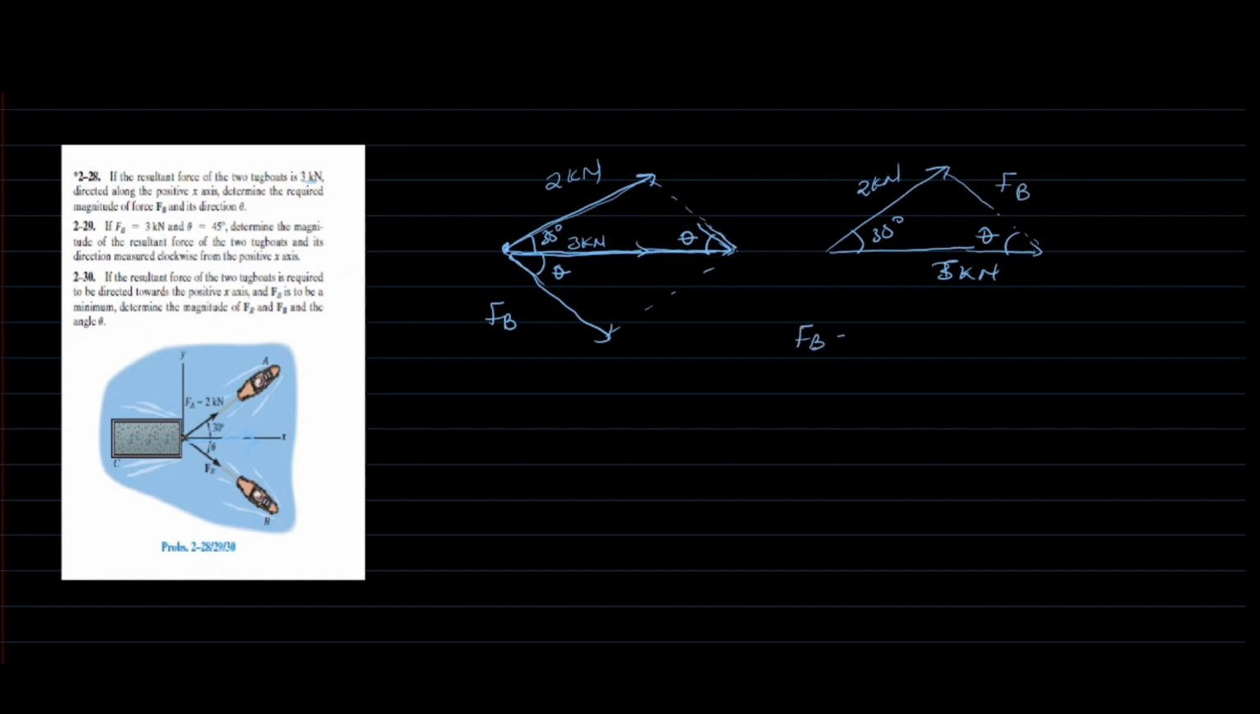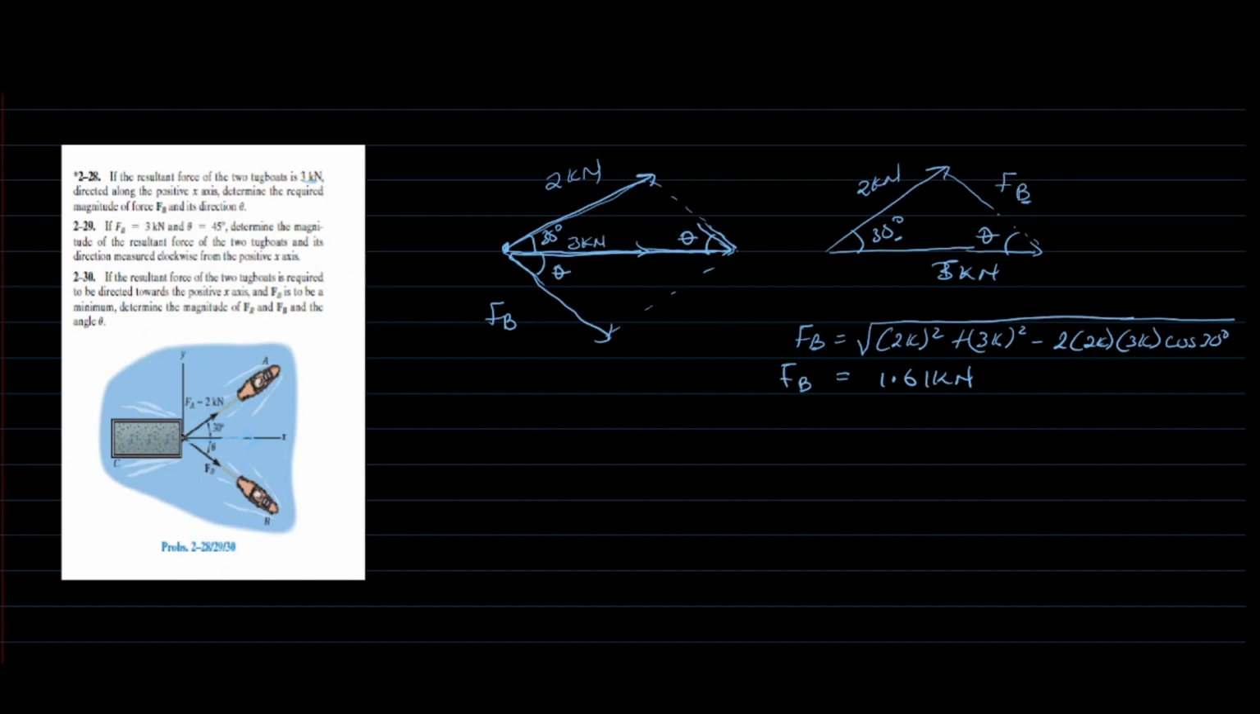FB is going to be equal to, I'm going to use the cos rule. Square the other sides: 2 kilo squared plus 3 kilo squared minus 2 times 2 kilo times 3 kilo times cos 30 degrees, because that's the angle directly opposite to FB. Calculate this and you're going to get that FB is equal to 1.61 kilonewtons.